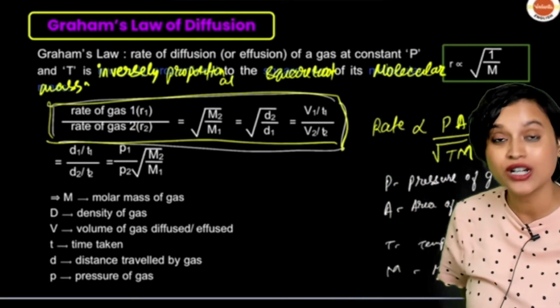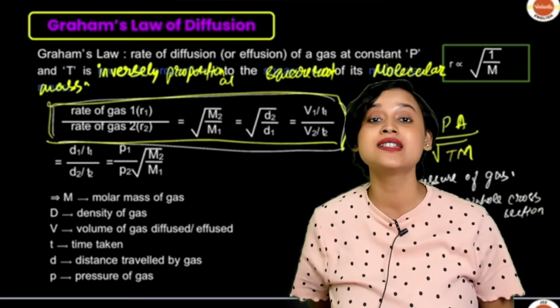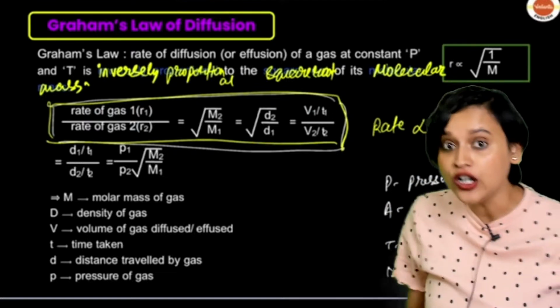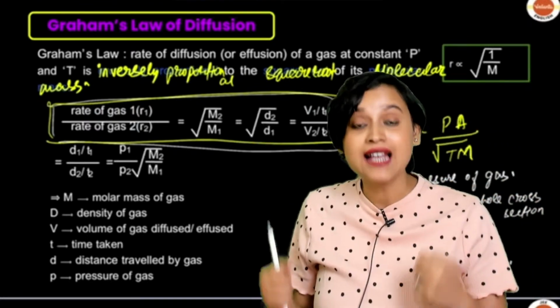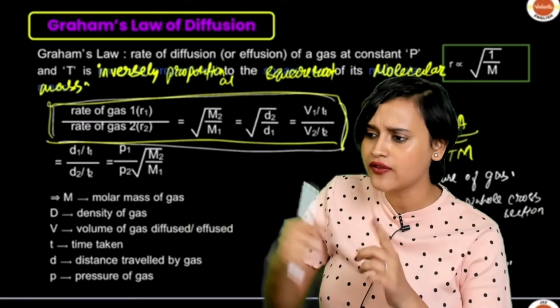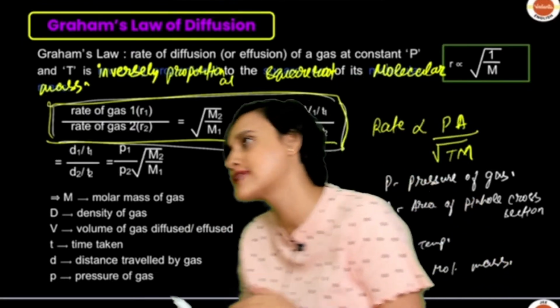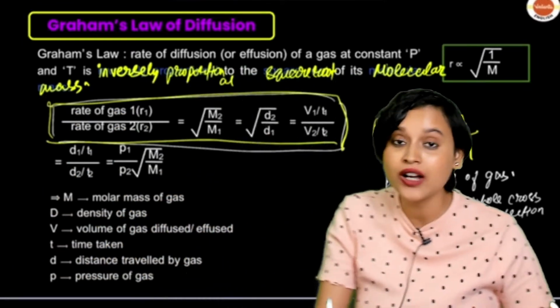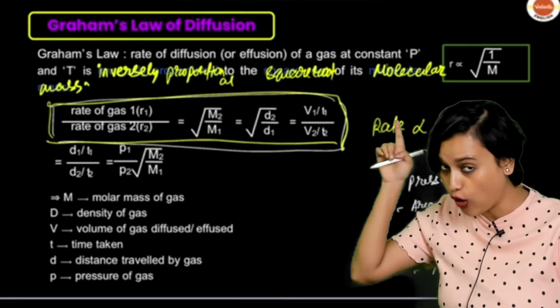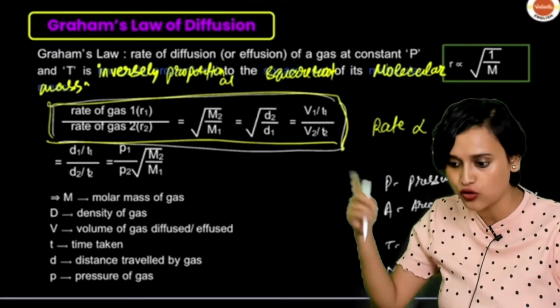What is small d? Distance traveled by the gas. Now, if a gas is very heavy, obviously the distance traveled will be less. But if the gas is very light, it will go away. So that is why you can also write it as d2 by d1 under the root.